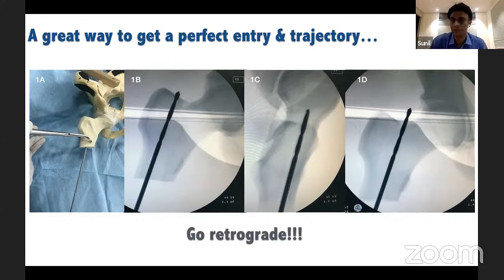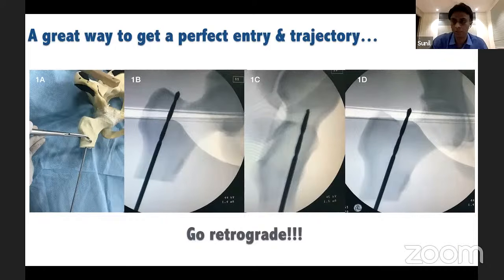So it is quite easy. You don't need a reduced fracture to do it. So you make use of the fracture displacement, go through the fracture site, pass your guide pin. It will exit through the piriformis fossa or more medially. So your entry point is already determined, and you are not going to go wrong here.